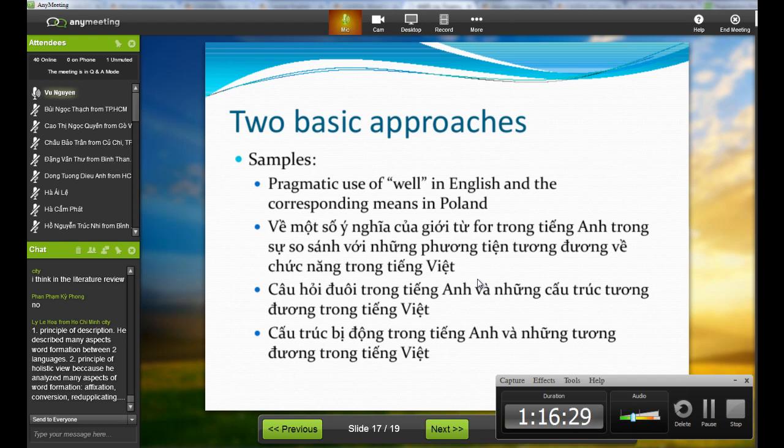Tag questions in English and equivalents in Vietnamese. Passive voice in English and equivalents in Vietnamese.